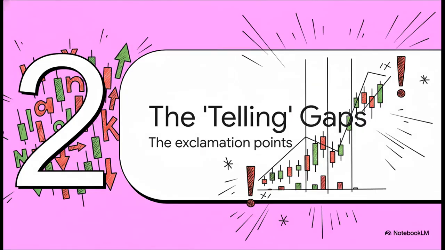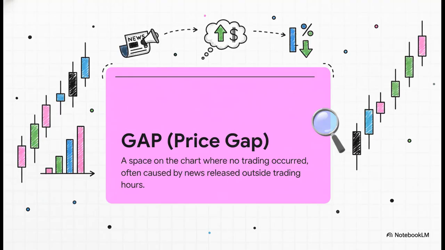If candlesticks are the words, then price gaps are the exclamation points. They are the high drama moments in the market story. A gap happens when something significant occurs while the market is closed, like overnight or over a weekend. It could be big economic news or a company's earnings report. This news causes such a sudden shift in sentiment that the price opens much higher or lower than the previous day's close, leaving a literal gap on the chart where no trading occurred.